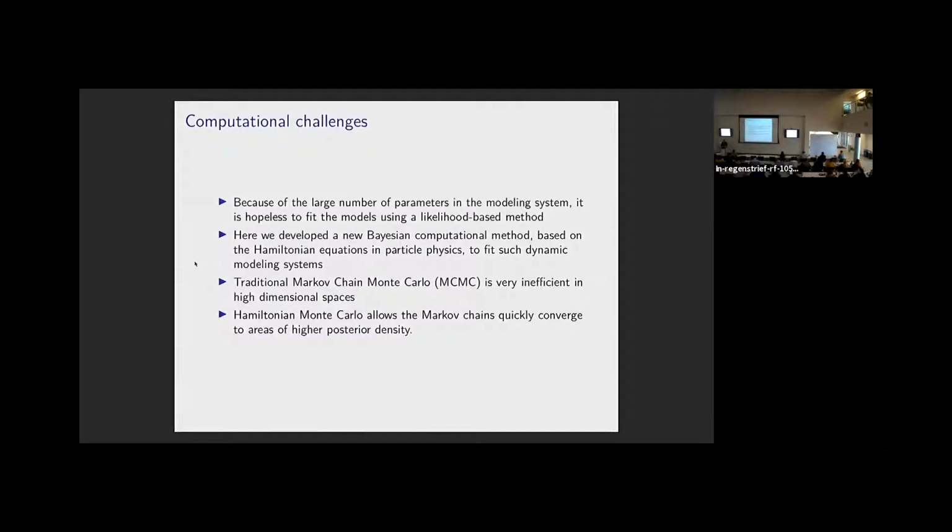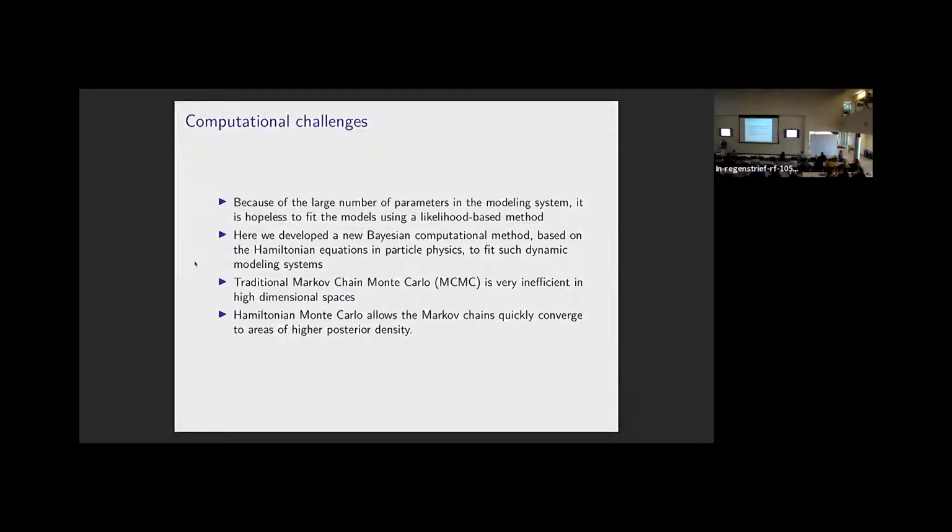Now, what I want to spend maybe 5 minutes on is actually how we fit such a model. I mean, the model is not so difficult to write down. It's a little bit of typing, but it's not so much.